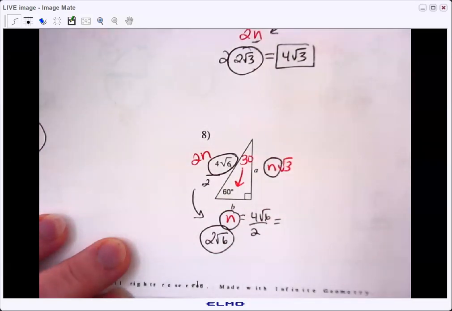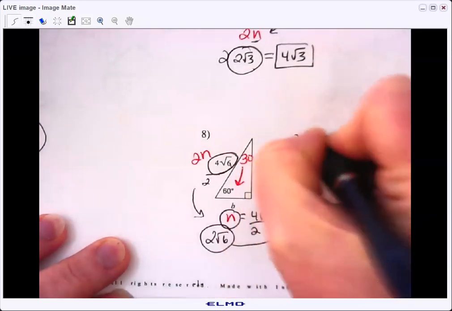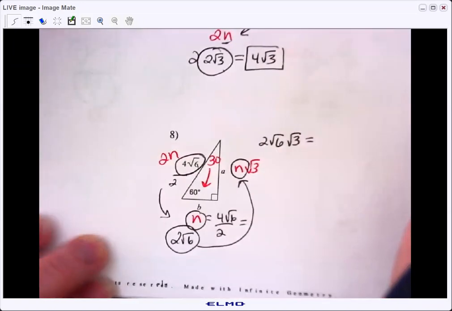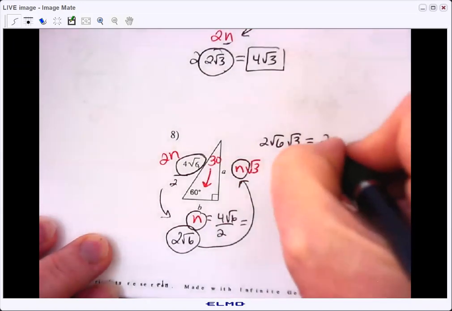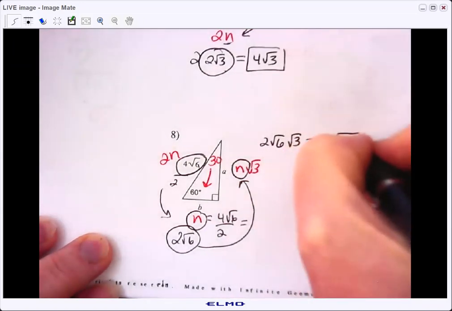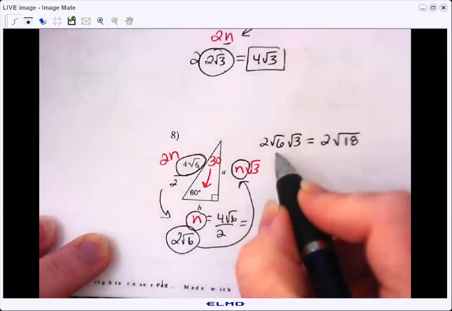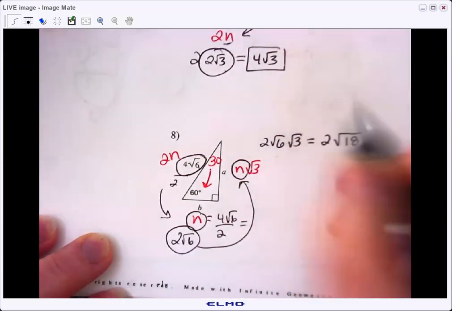2 root 6. So 2 root 6 times root 3. Okay, and I need to simplify that. So I can multiply inside numbers together. I get an 18. But we know that that can simplify. And I could have actually broke it down right here and it would have been easier. But I don't know that all my students would have done that.